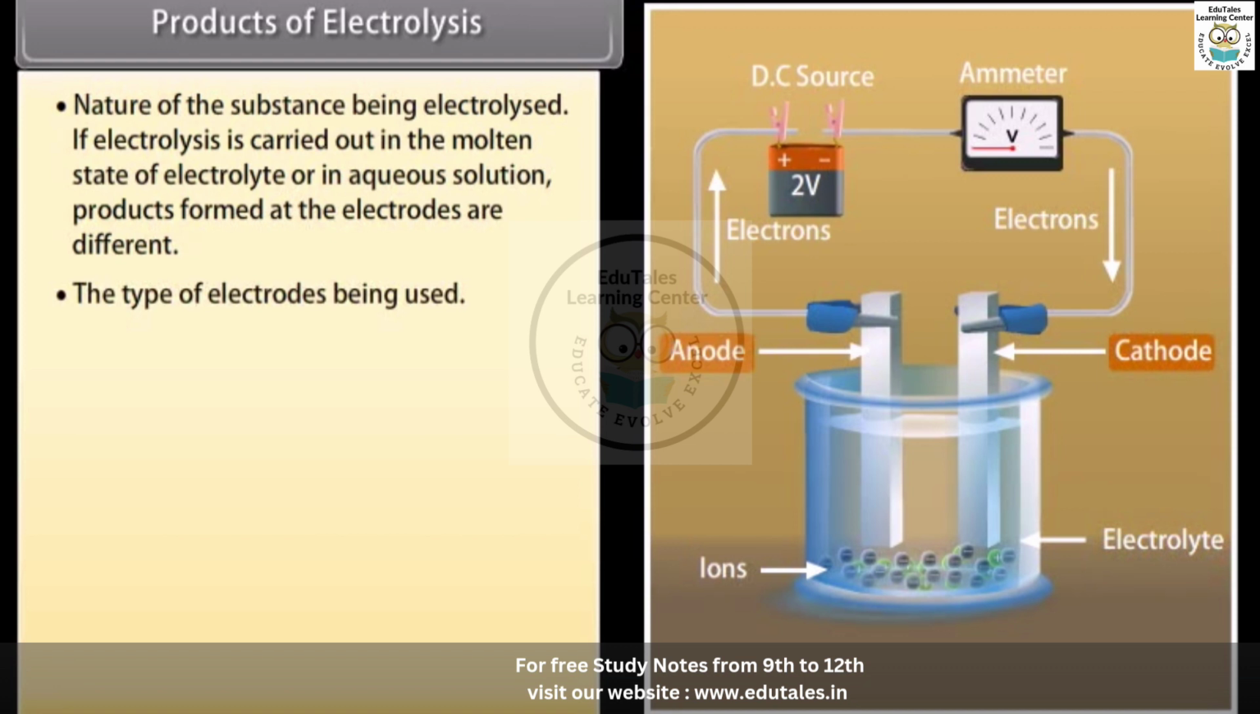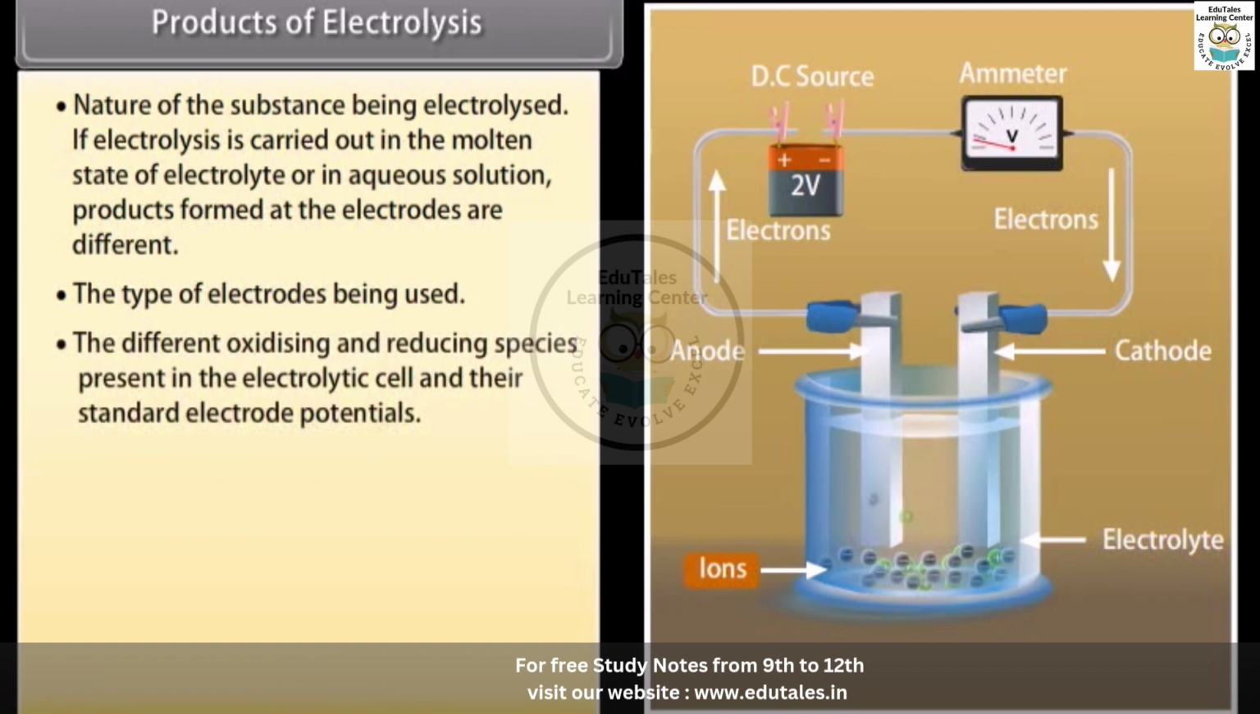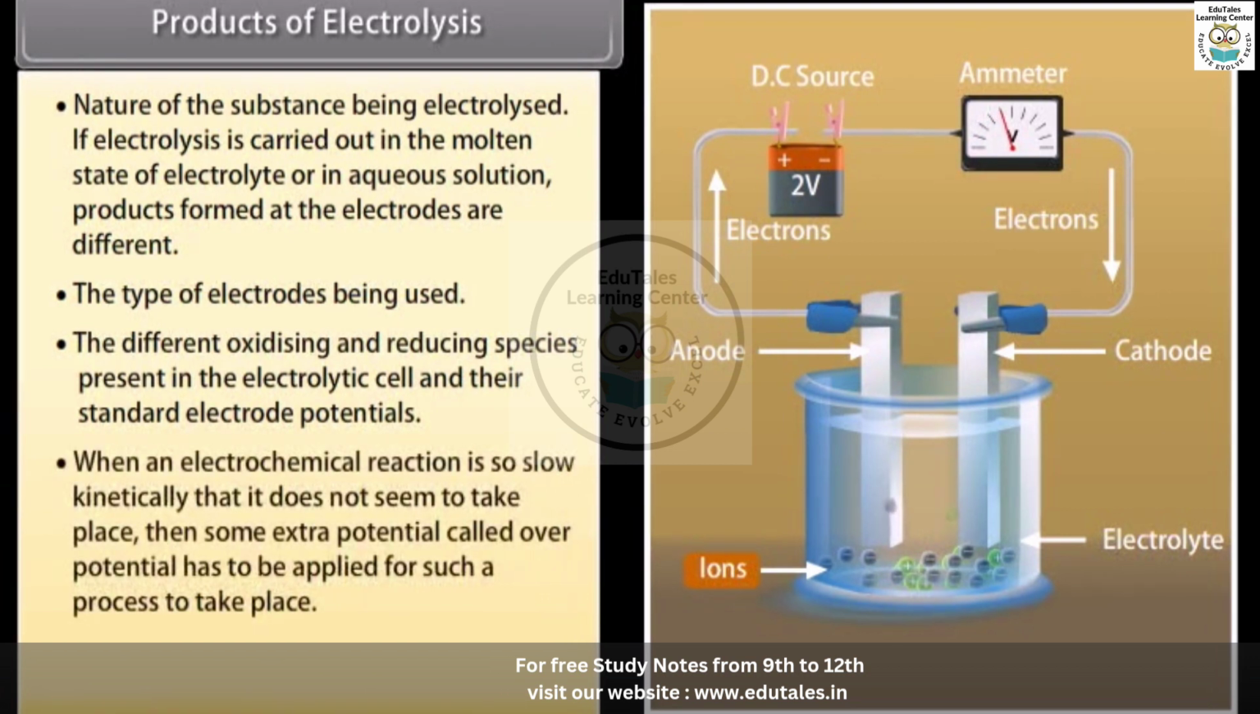If the electrode used is inert, it does not take part in the reaction, or if the electrode is reactive, it takes part in the electrode reaction. Then, the products of electrolysis would be different. The different oxidizing and reducing species present in the electrolytic cell and their standard electrode potentials. When an electrochemical reaction is so slow kinetically that it does not seem to take place, then some extra potential called overpotential has to be applied for such a process to take place. Concentration of the solution also affects the products of electrolysis.